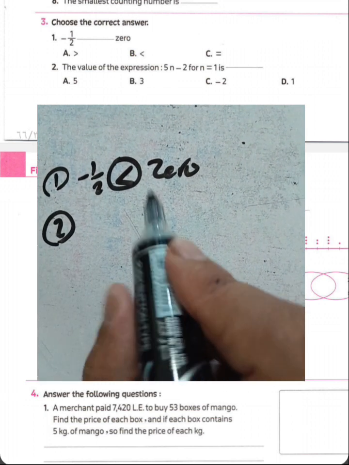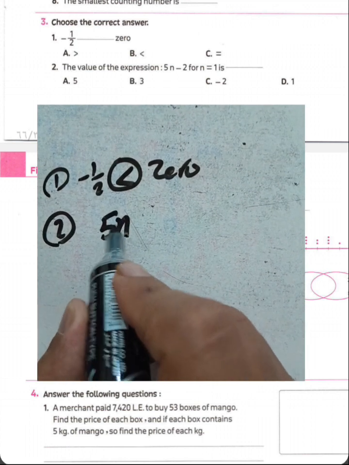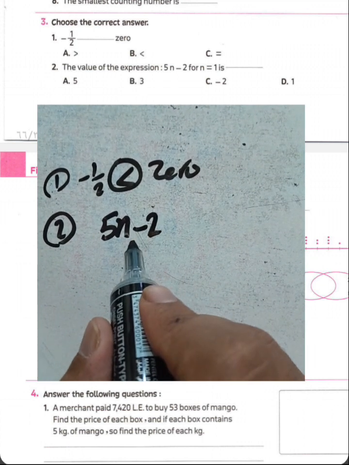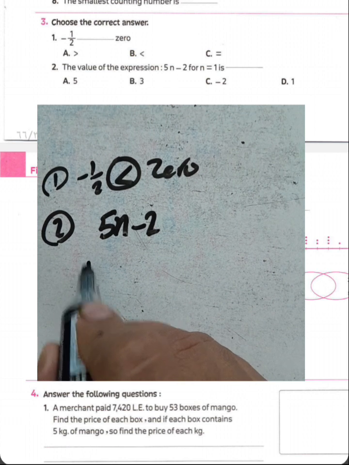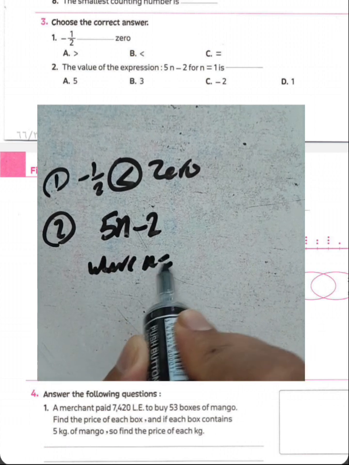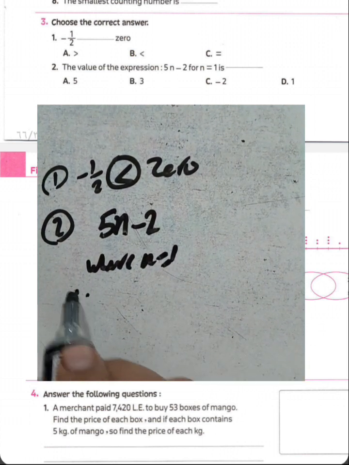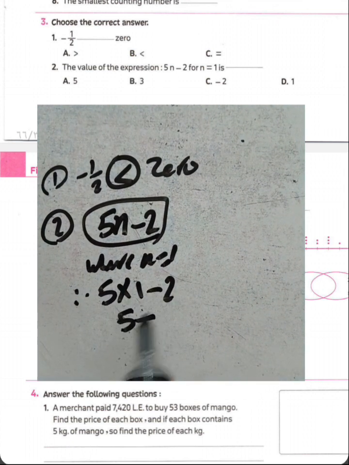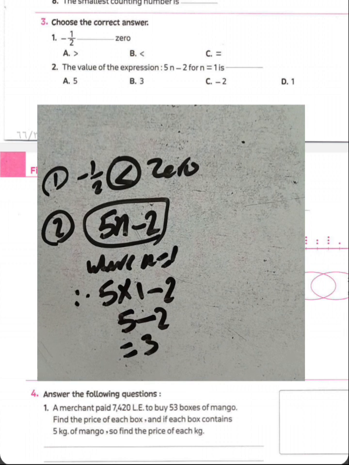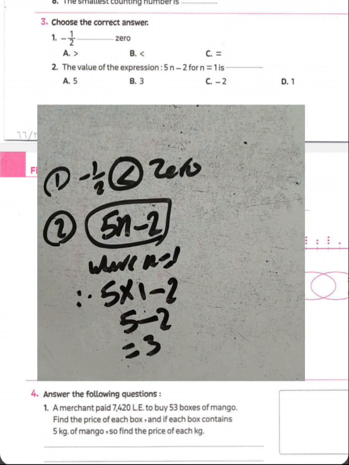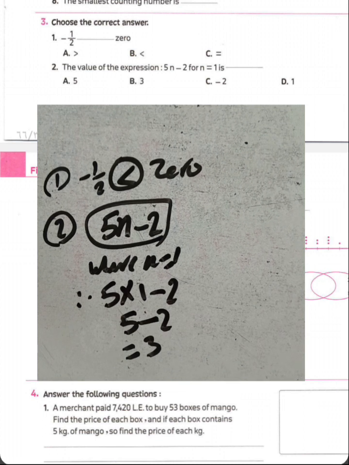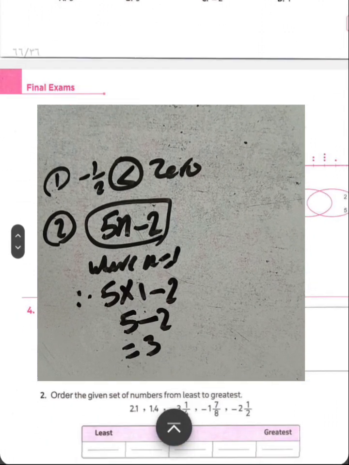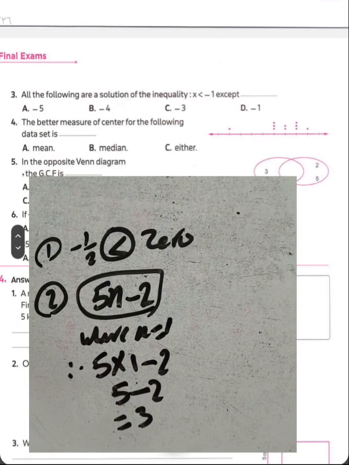Question number 2. The value of the expression 5n minus 2 for n equal to 1. Put n equal to 1 in this expression. Then 5 times n will be 5. Subtract 2. 5 minus 2 equals 3. The result will be equal to 3. The value of the expression 5n minus 2 for n equal to 1. Put n equal to 1 here, then the result will be 5 times 1, subtract 2, equals 3.